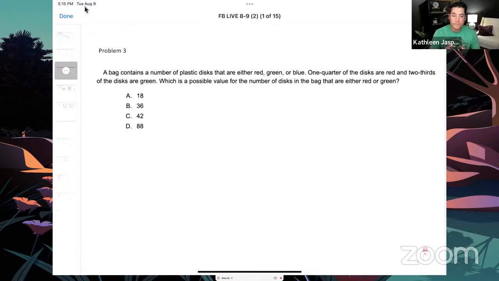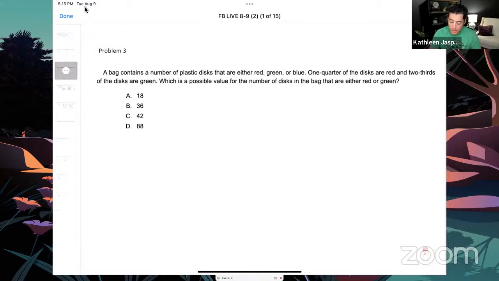Next question. We have a bag contains a number of plastic discs that are either red, green, or blue. 1/4 of the discs are red and 2/3 of the discs are green. Which is a possible value for the number of discs in the bag that are either red or green?